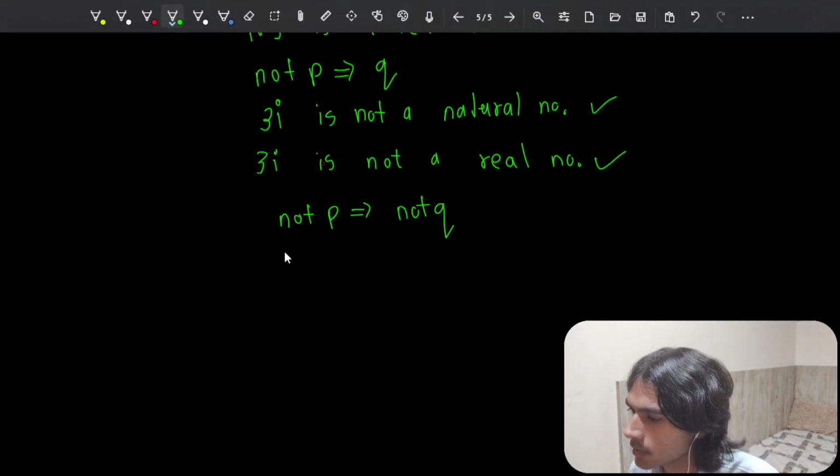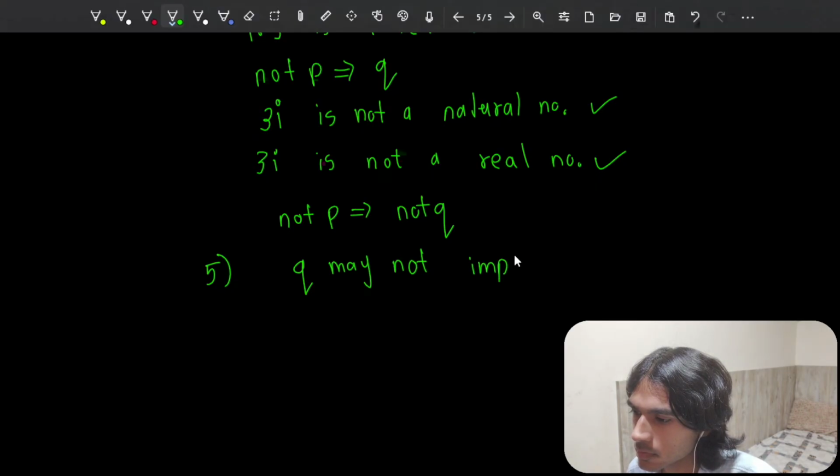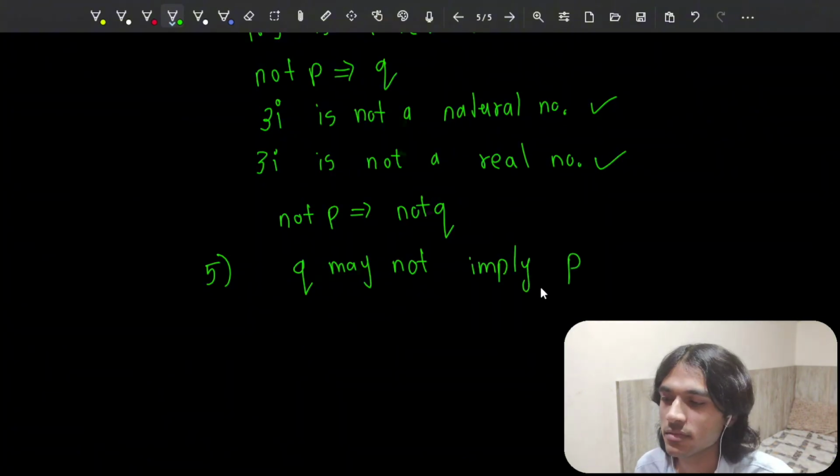Okay, so now we have the fifth observation, which is Q may not imply P. I just think it is very unnecessary. Like we already know that a number can be a real number, but it is possible that it won't be a natural number. It is easy to understand in this particular case. Maybe it is difficult to understand when the statements are something else. So this is also one of the observations that we can get. Q may not imply P.